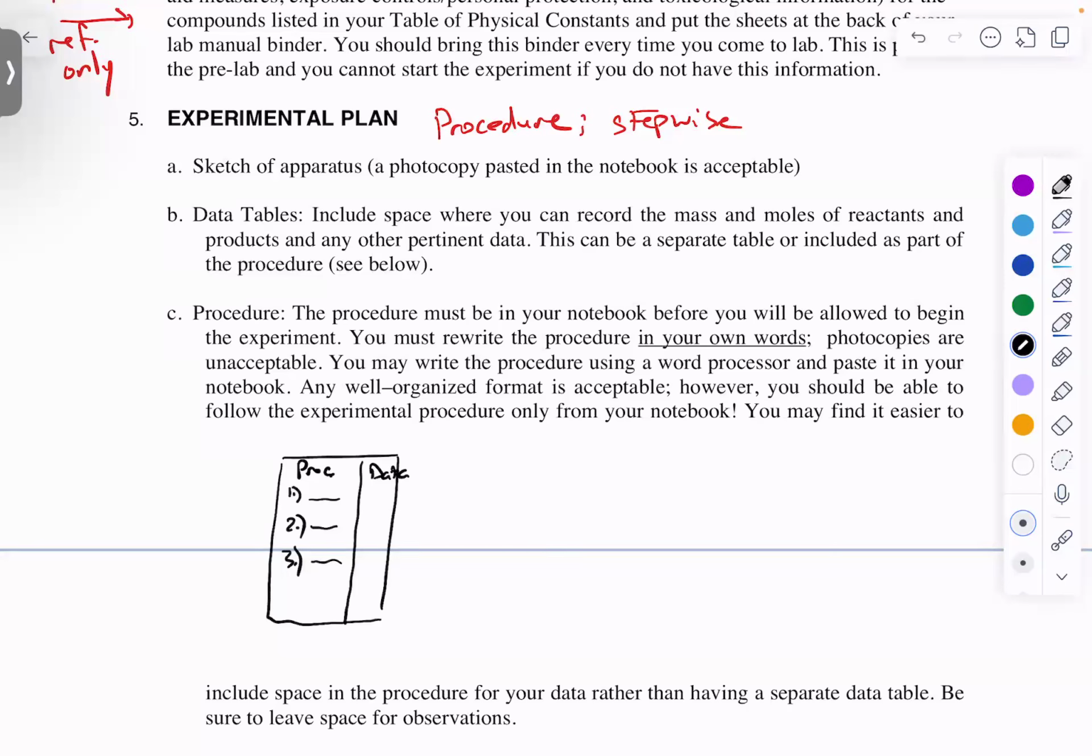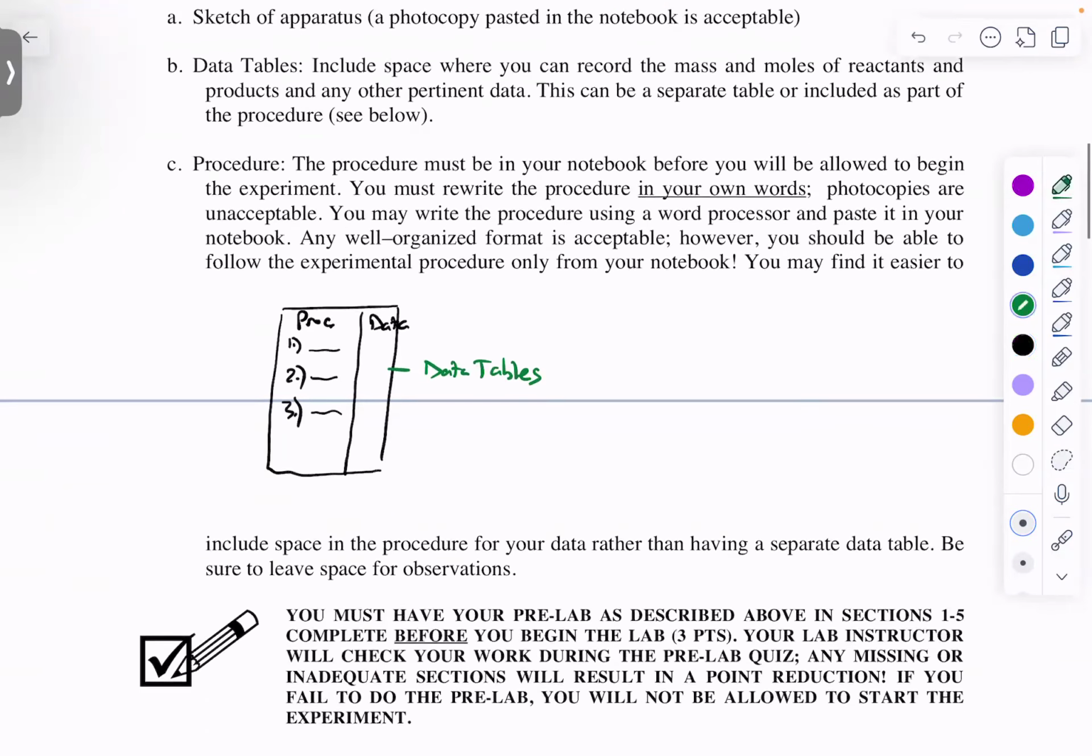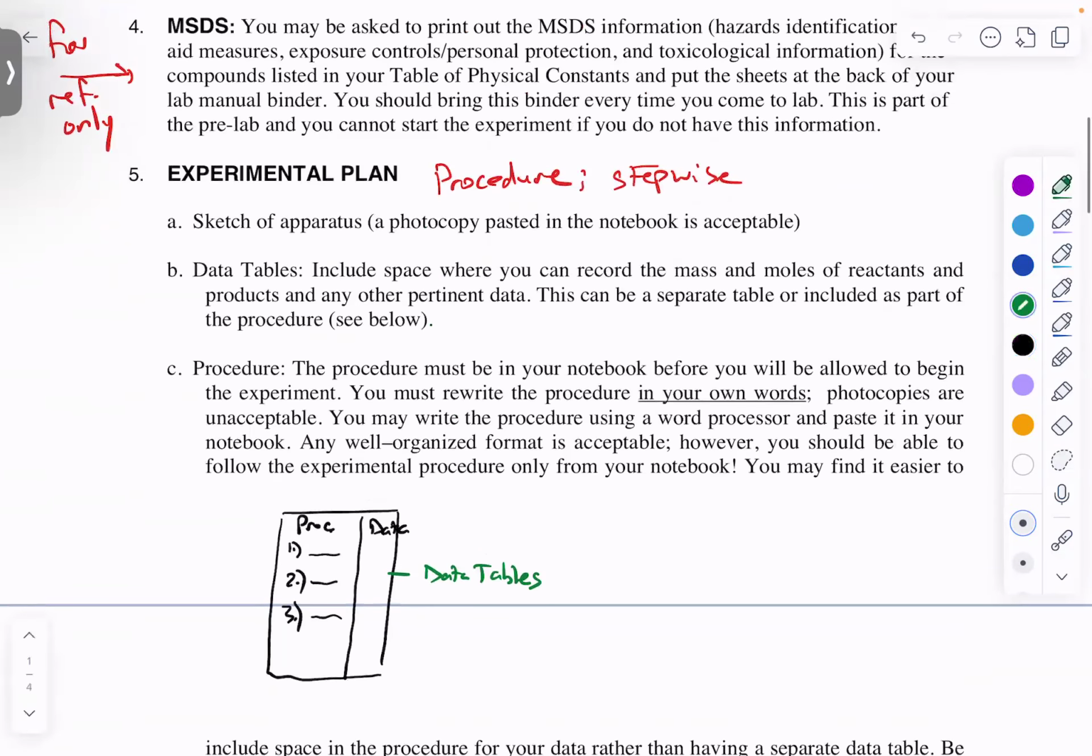So this is where you can record obviously your data, but also you can have your data tables. And you've all had Gen Chem, you know what a good data table is supposed to look like. So that's where you can put those data in right next to the procedural steps. And then that would pretty much be it. That would be the pre-lab assignment.